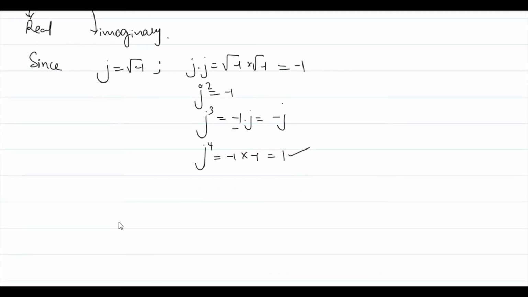Similarly, we can write 1 by j. These are the properties of the j operator. So 1 by j, we can write as j divided by j square. Then j square, we already know, is minus 1. So it becomes j divided by minus 1. So the value of 1 by j becomes minus j. And so on, we can calculate all other properties of this j operator.